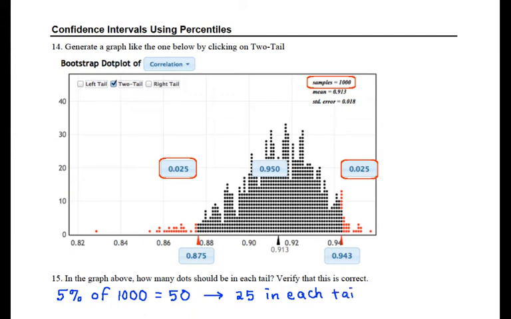Now we can count them and verify that that's correct. Maybe I'll choose a color other than red. We've got 1, 2, 3, 4, 5. Now it gets a little bit harder. 6, 7, 8, 9, 10, 11, 12, 13, 14, 15, 16, 17, 18, 19, 20, 21, 22, 23, 24, 25. So we can see that that is in fact 25 dots total in this tail.